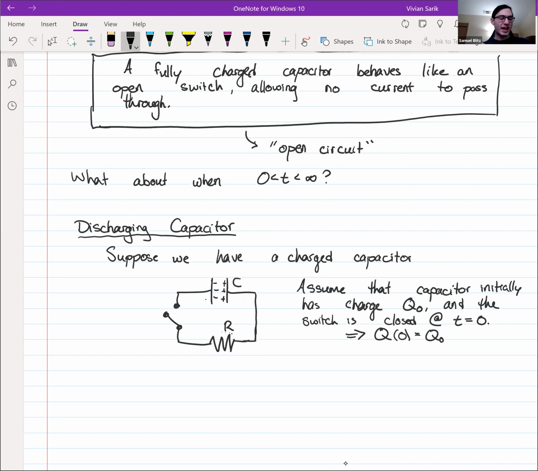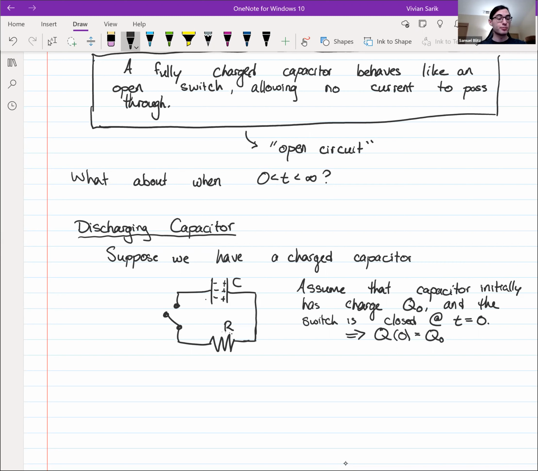So the question is, how do we solve this circuit? When we talk about solving a circuit, typically what we mean is we want to know the current through every element. We want to know the voltage across every element. And for capacitors, we want to know the charge across that element, or the charge separated by that capacitor.